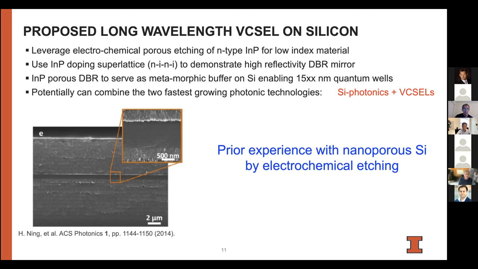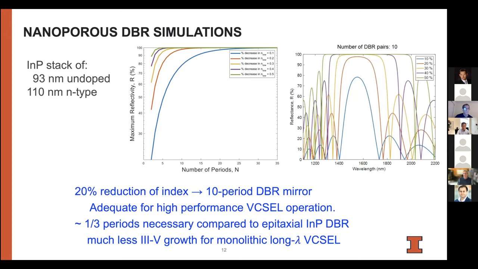What we'd like to do is to take this idea, and rather than silicon, think about using it in indium phosphide. Because it turns out indium phosphide is very straightforward for electrochemically inducing porosity. It's done through basically changing the impurity incorporation in the indium phosphide. So if we could build a stack where we have alternating layers, essentially a doping superlattice, because we're using n-type impurities to affect the porosification process.